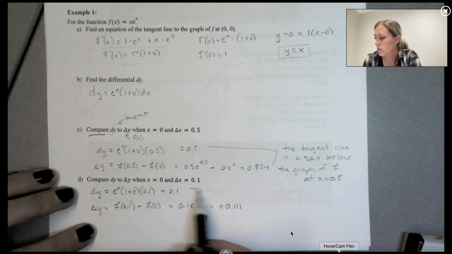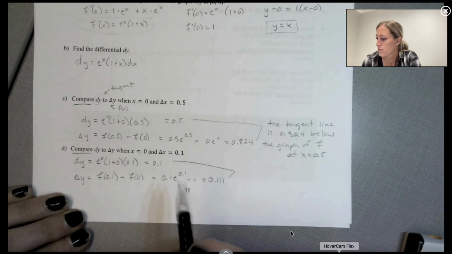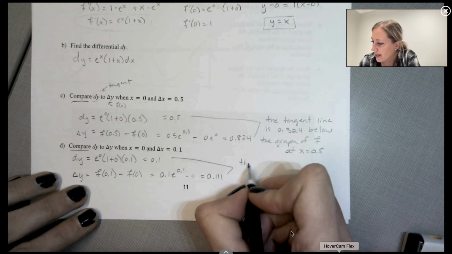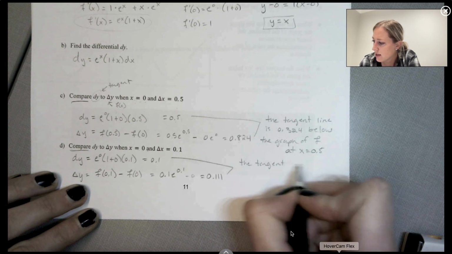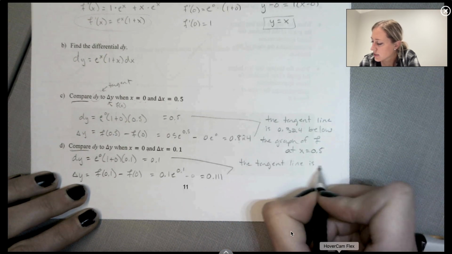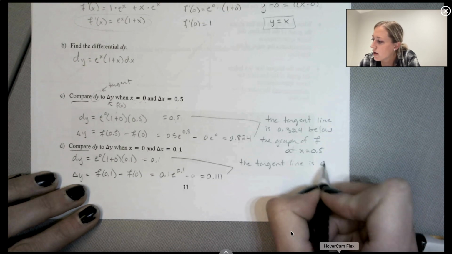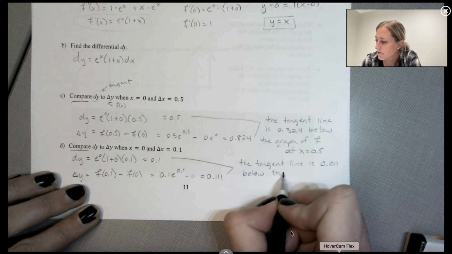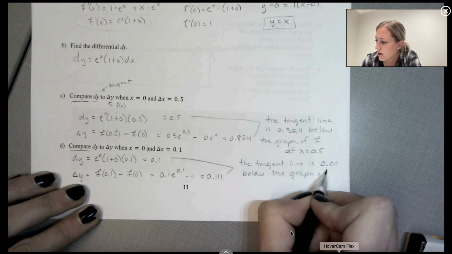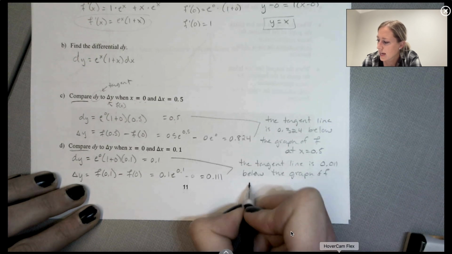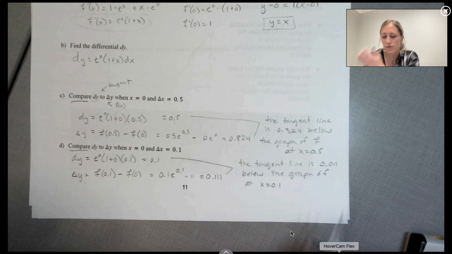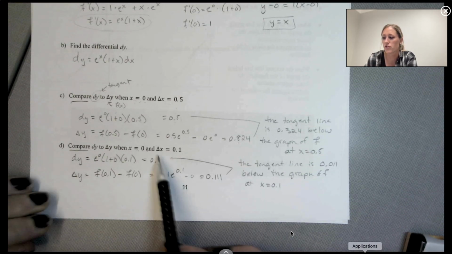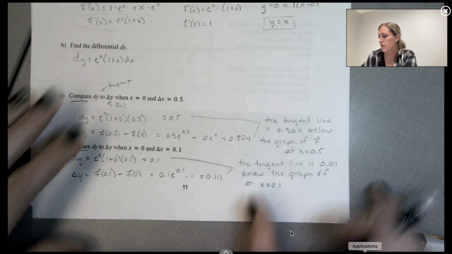Okay, and again, if I'm trying to compare, this is less than this one by 0.011. So the tangent line is 0.011 below the graph of f at x equals 0.1. Okay, so this one's closer, right? 0.5 is still pretty close, but this one got even closer as my x values are closer together.